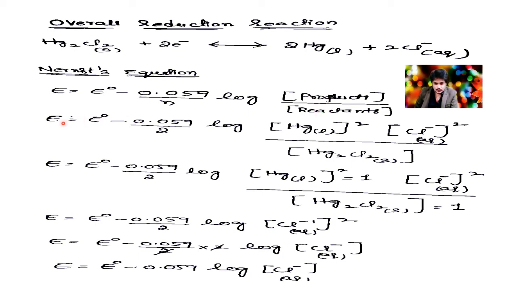Now E equals E naught minus 0.059 by the number of electrons involved in the redox system, which is 2, right? So 0.059 by 2 log the concentration of the products. What is the product here? Mercury liquid to the power 2, next Cl minus aqueous to the power 2. And what is the reactant here? The reactant is mercurous chloride alone, Hg2Cl2 solid.